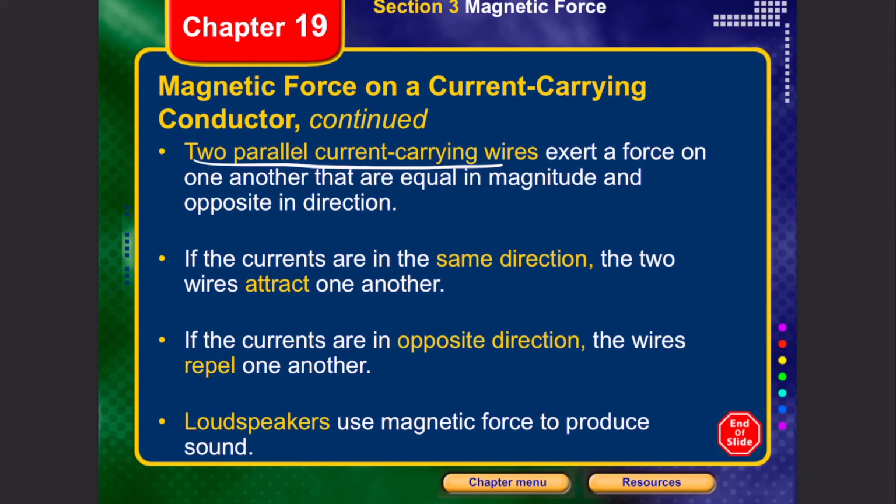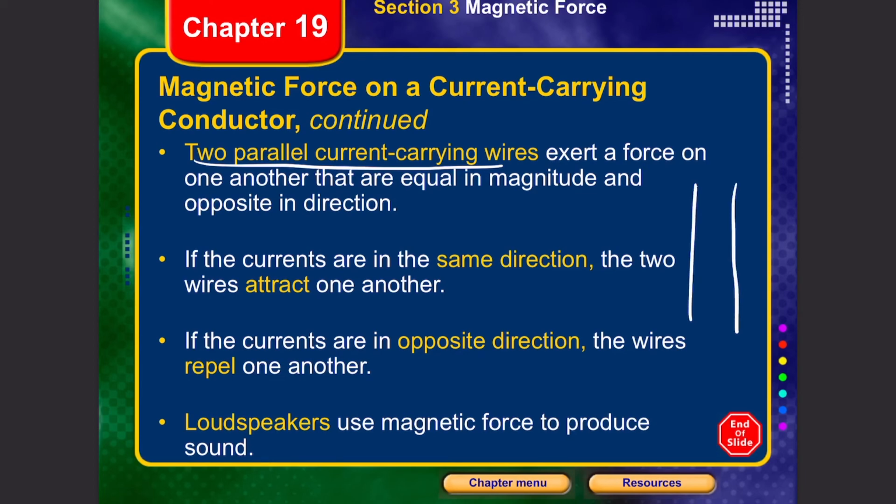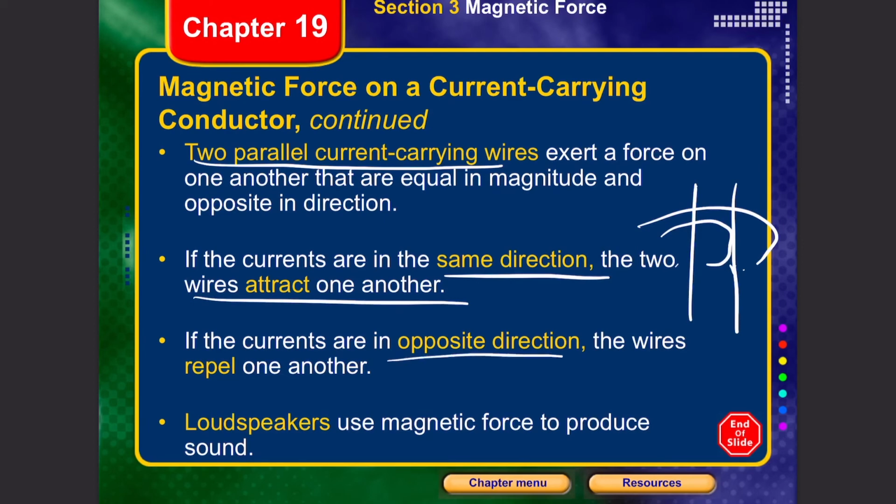So what happens when you have two wires? For example, the magnetic field produced by one wire can apply a force on the second wire. Because there is a force being applied, they act as magnets, and because you have two magnetic fields, we have to know whether they attract each other or repel each other. Now if the currents are in the same direction, the two wires will attract one another. If the currents are in opposite directions, the wires will repel each other.